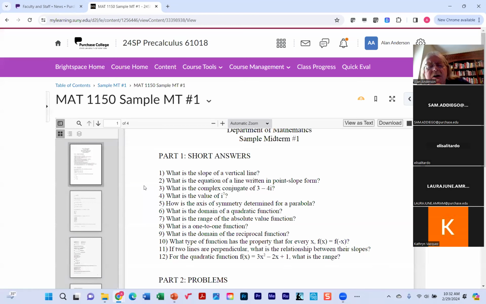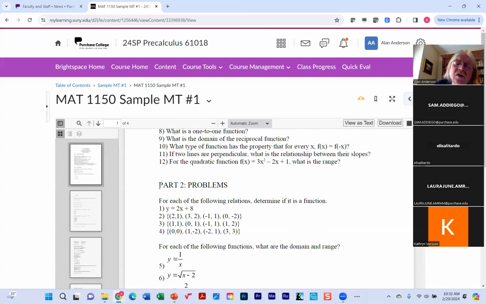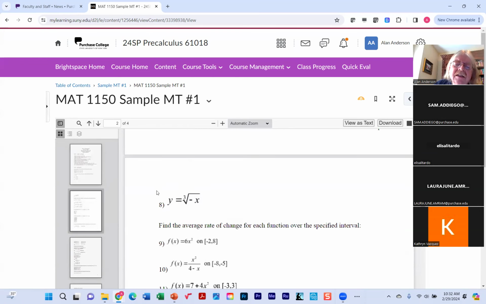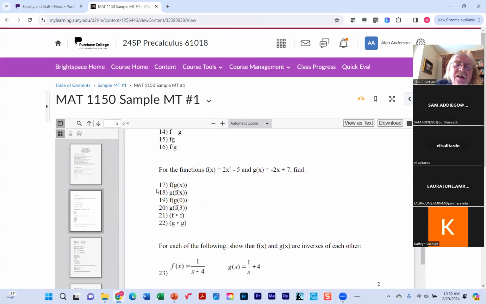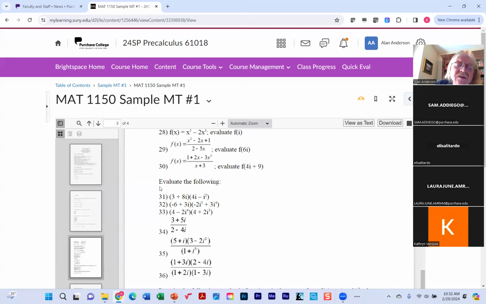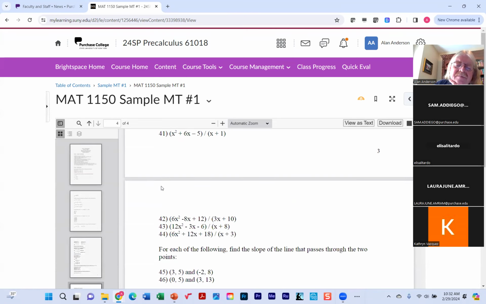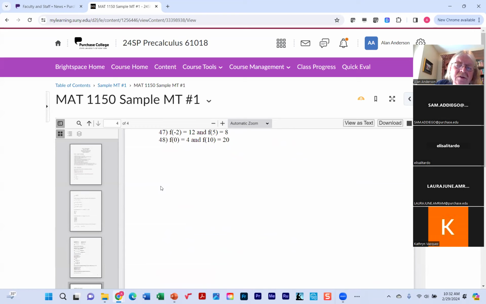So these first 12 are what we call short answers, and then the rest of these are the problems we've been doing all along. And you can see it really does go back to day one. We're talking here about relations and functions and domains and ranges, average rate of change, compound or composite functions, inverses, a little bit of everything. Once you get through this, you'll be ready for no matter what happens.